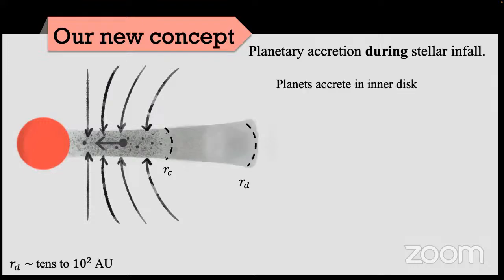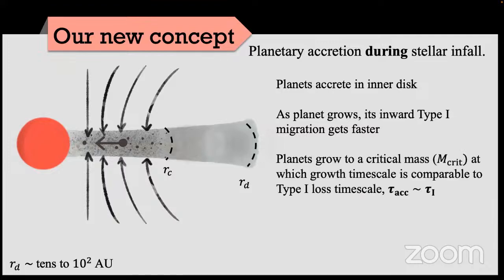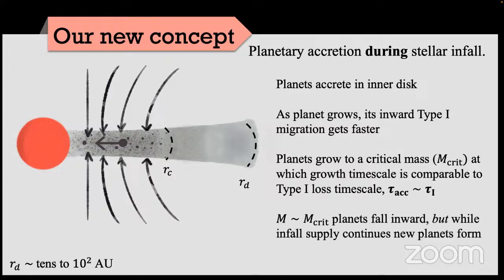So planets accrete in the inner disk, and as the planets grow, they start to feel type 1 migration. And eventually the planets will reach a certain size, which we call M-crit mass, at which their further growth timescale is comparable with their migration timescale. So planets that reach that size are going to fall inward onto the star, but because the dust is still being supplied by the infall, new planets can form to replace those planets.